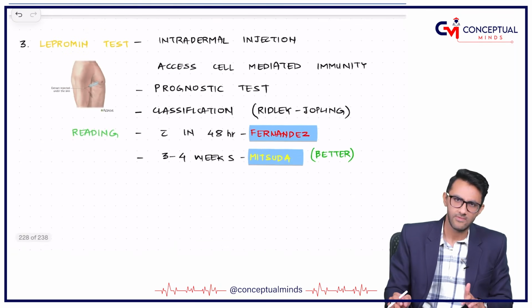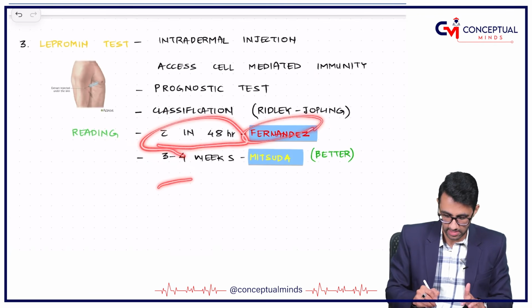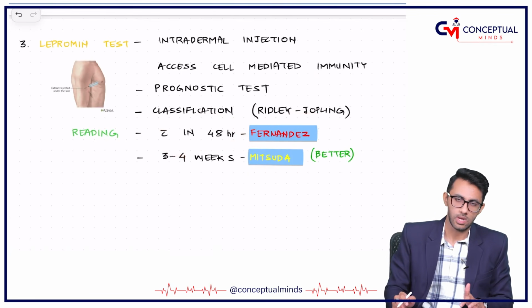Okay, we read something about the lepromin test. The durations are very important over here. If you see a reaction within 2 hours, it is Fernandez. If you see it within 3 to 4 hours, it is Mitsuda. The names are very important over here. We put the antigen in the dermal skin.